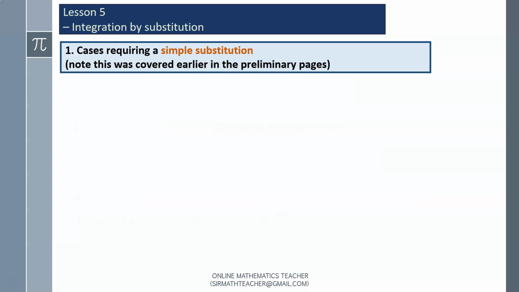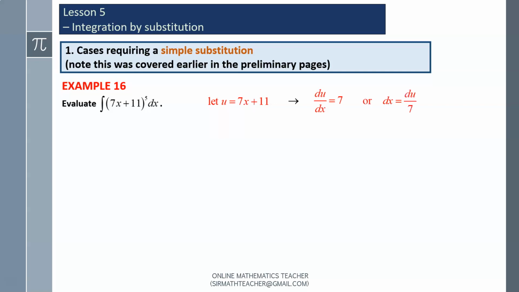1. Cases requiring a simple substitution. Note, this actually was covered in lesson 1. Evaluate the integral of (7x + 11) to the power of 5 dx. Let u equals 7x + 11. Derive: du dx equals 7. Now rewrite the differential as dx equals du on 7.